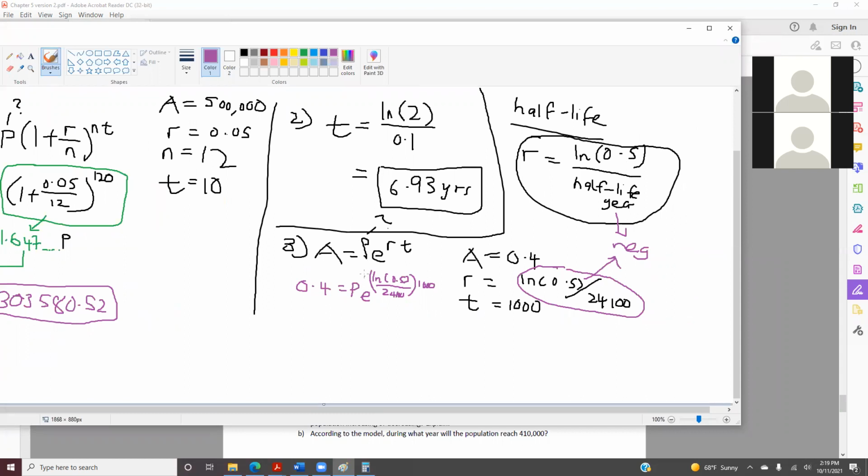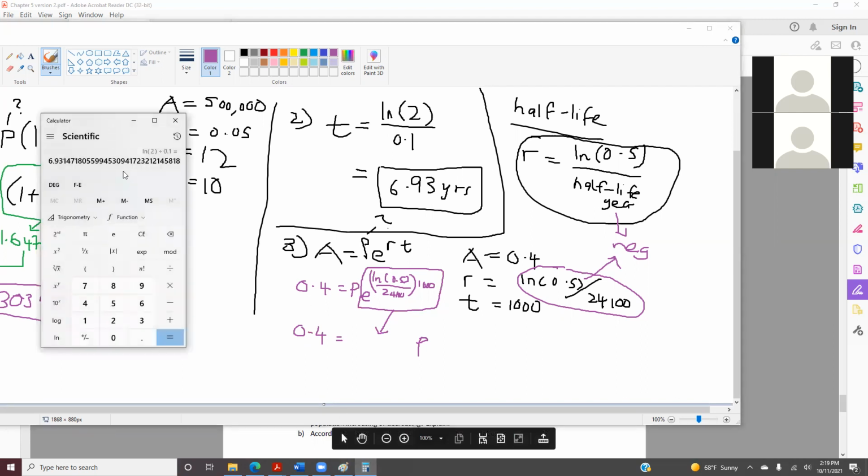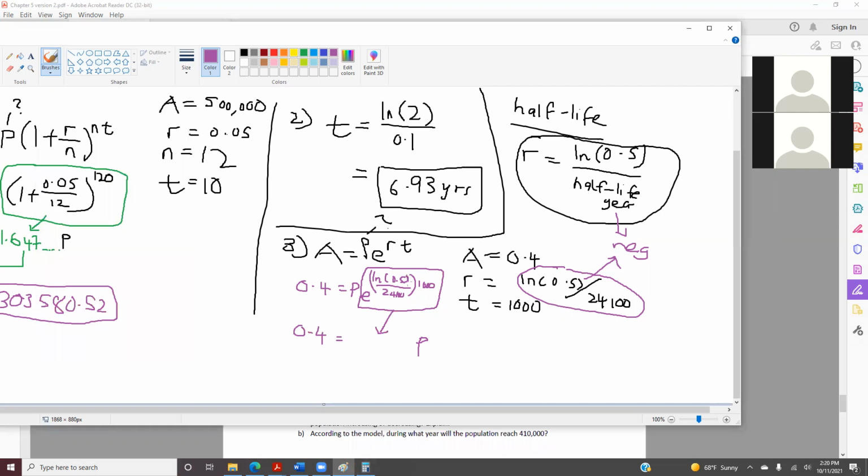Okay, so what you need to do, class, is take out your calculator and punch this one out, e to the power of ln this. Go ahead, take it out, class. And then after that, you divide 0.4 by the answer. So go ahead and do that. This is 0.5, ln 0.5.